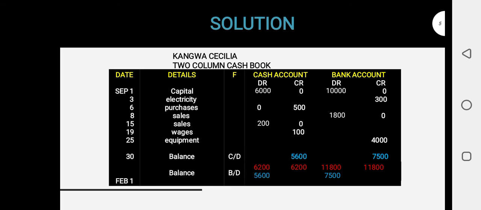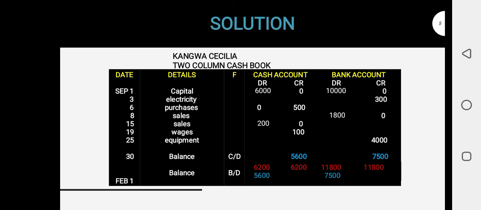6,200. Now, when you add these figures on the credit side in the cash account, the 500 and the 100, they are not going to give us 6,200, but instead it will give us how much? 600 kwacha. 500 plus 100 will give us 600. But we need to make the cash book balance. How do we do it?